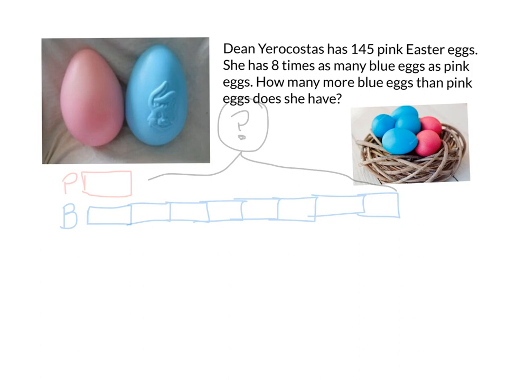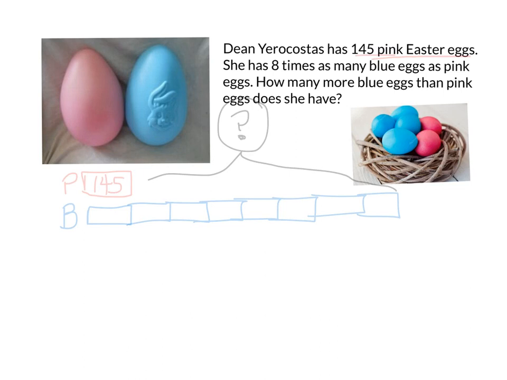So to figure that out, I need to know how long the pink bar is and how long the blue bar is. Do I know how many pink eggs there are? Let's read the problem. Dean Costas has 145 pink Easter eggs. So do I know how long the pink bar is? 145. I know that the blue bar is 8 times as long.